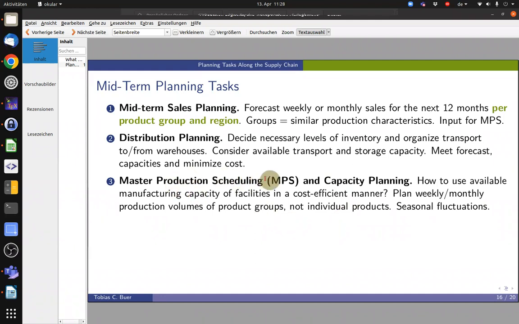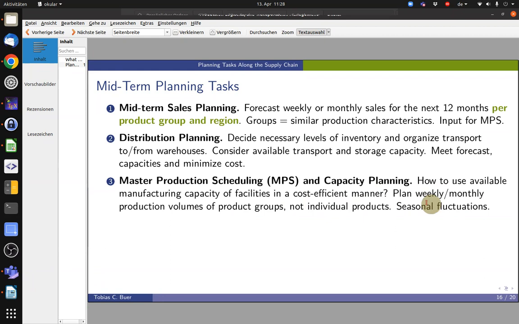In the master production scheduling, MPS, we try to plan how to use the available capacity in our factories so that we can produce all the forecasted sales in a cost-efficient manner. Now we do this by coming up with weekly or monthly production plans of the product groups. We don't plan individual products. On this level, we already start to integrate seasonal fluctuations.